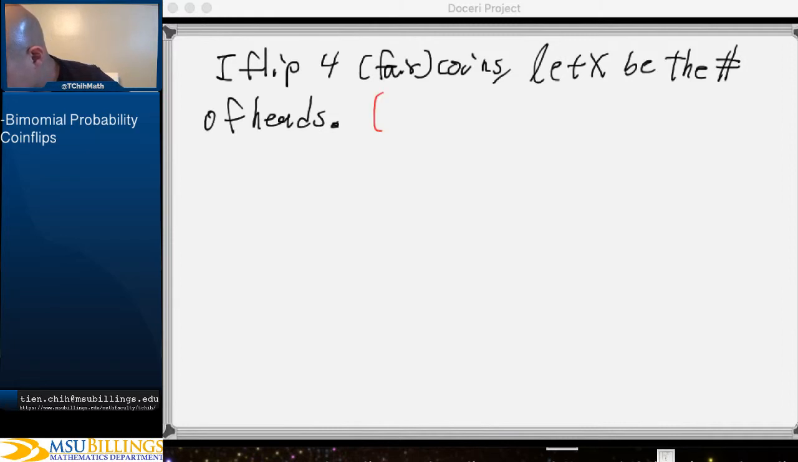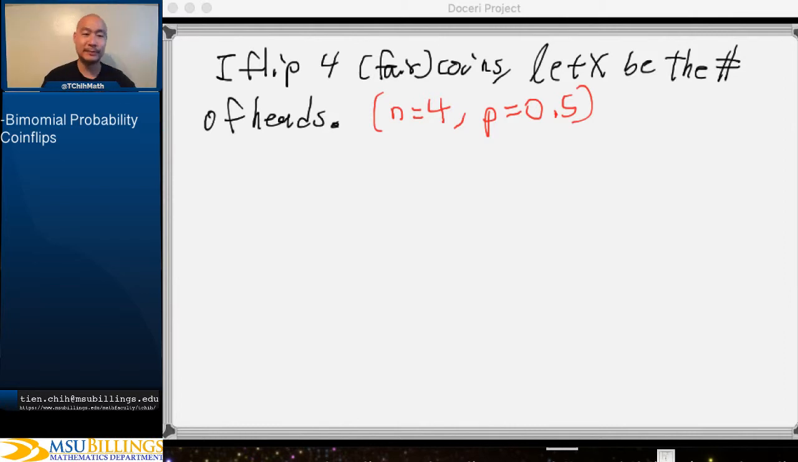Parenthetically, we should note that this means that n is 4, and that p is 0.5. Now, 0.5 is special in the world of binomial probability because it means that success and failure are equally likely. And it's really the only possible value of p where that could happen.